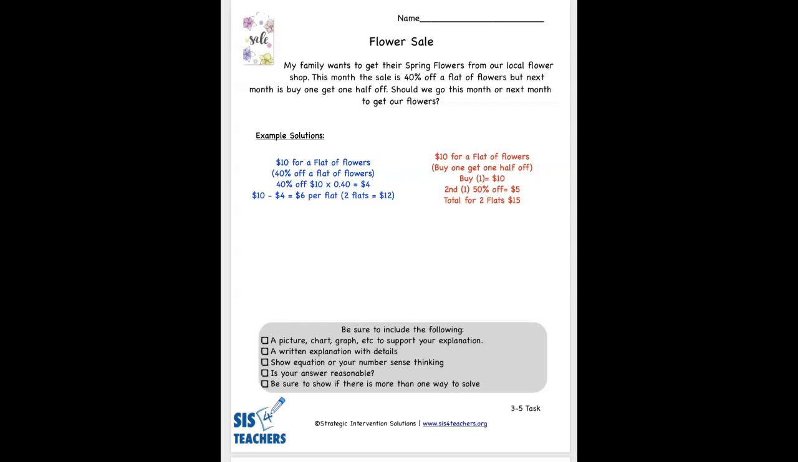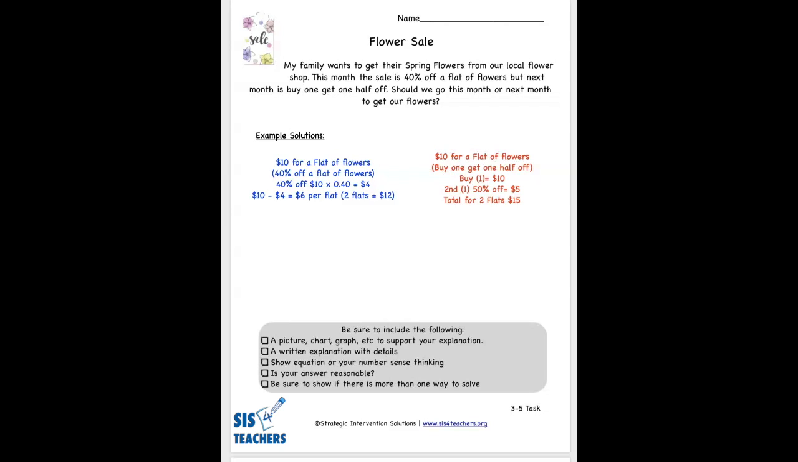Now, a child could make the flat $15, or they could make it $5. They could really use it in any way, but what we're looking for here is that they're able to show their number sense and write an explanation as to why it's better to buy it, in this case, with the 40% off sale versus the buy one, get one half off. You want to make sure they're showing their thinking. Is the child a novice, an apprentice, a practitioner, or an expert in their thinking?